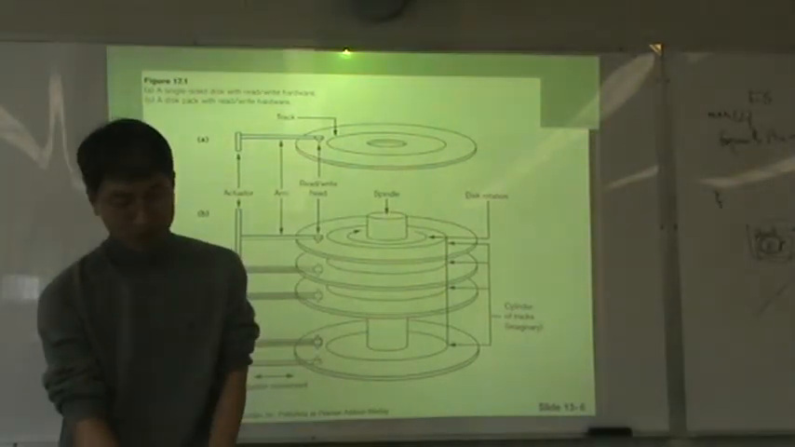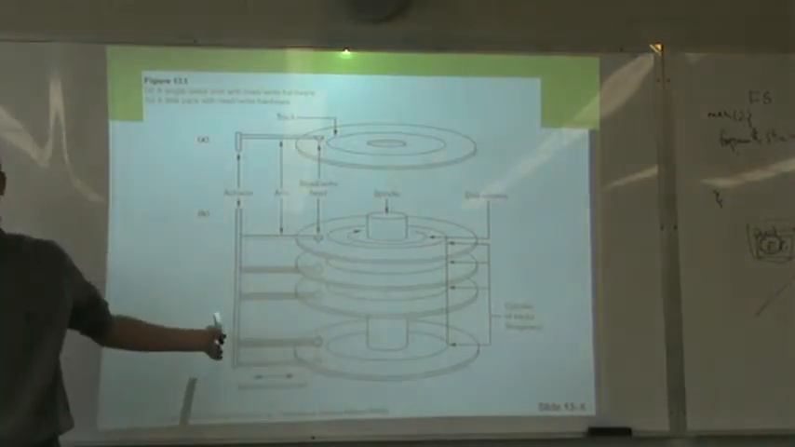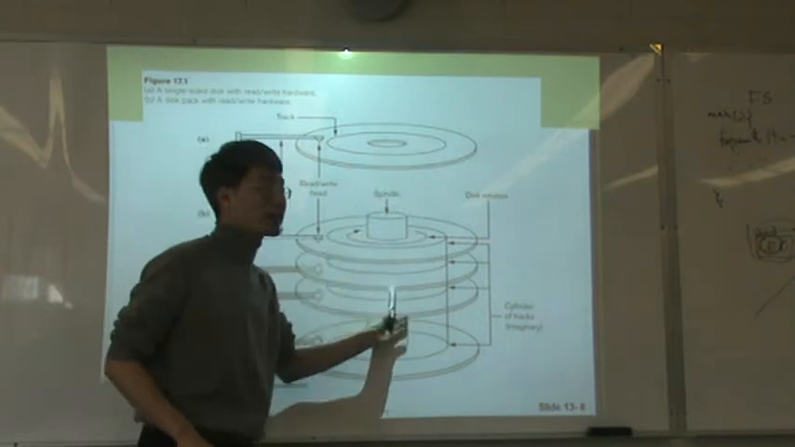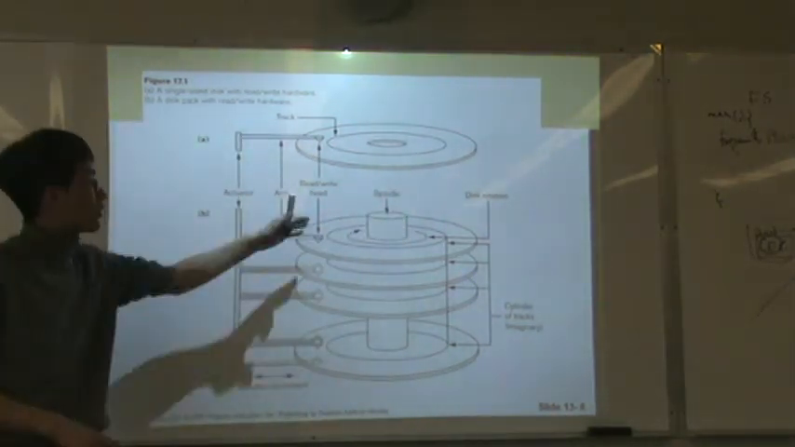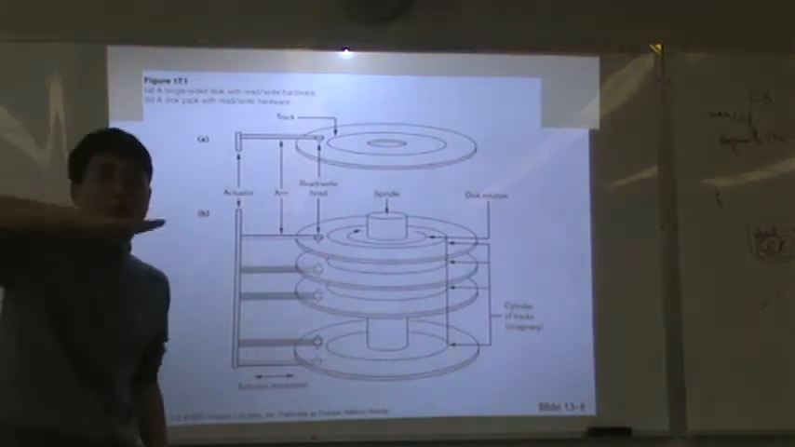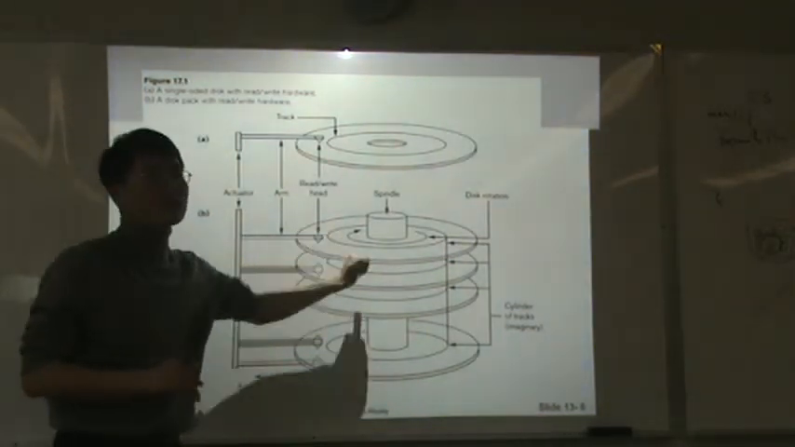Okay. This is the anatomy of a hard disk drive. A hard disk drive consists of a bunch of disks. The disks are connected by the spindle, and the spindle rotates the disks, and there's the disk arm. The disk arm moves forward and backward. So who actually controls access to the data?